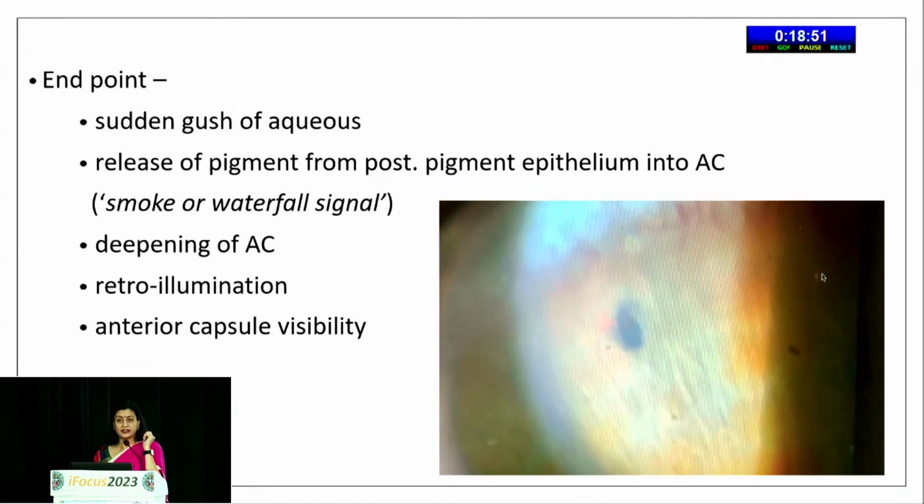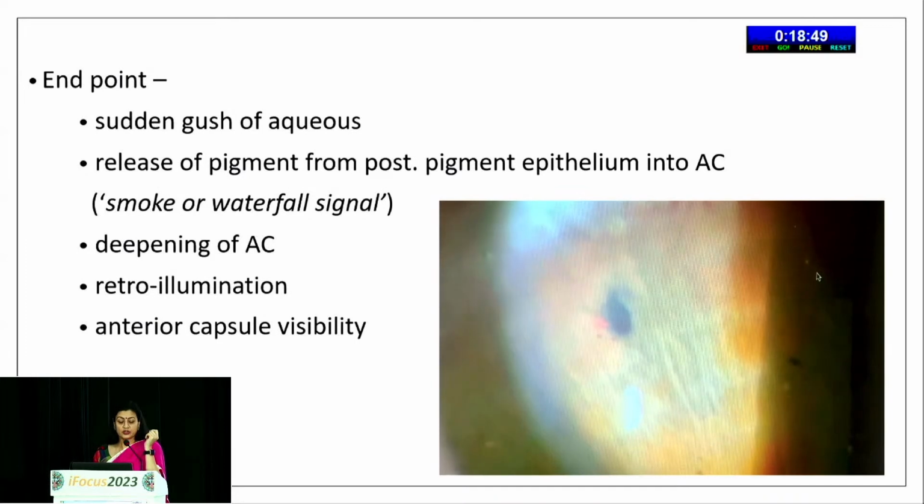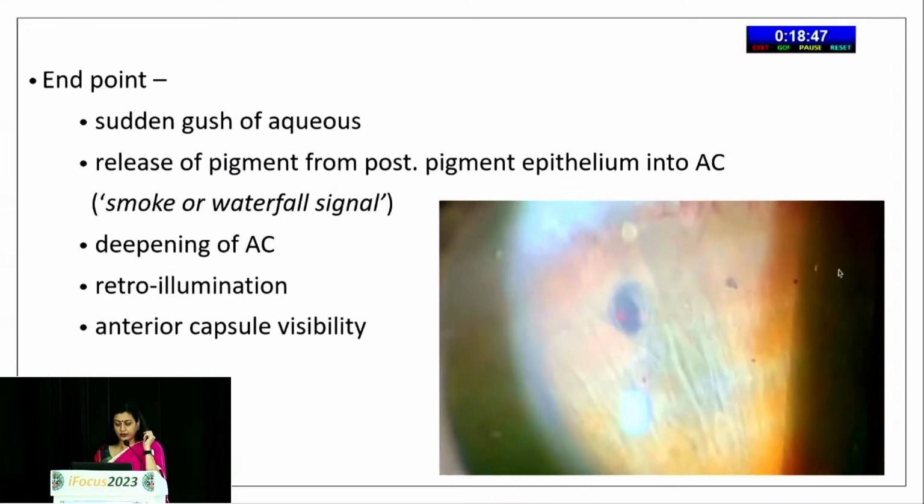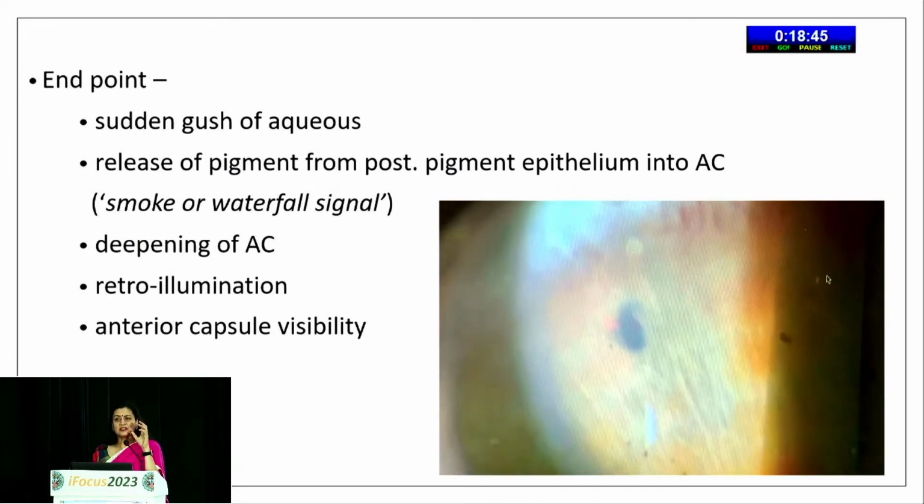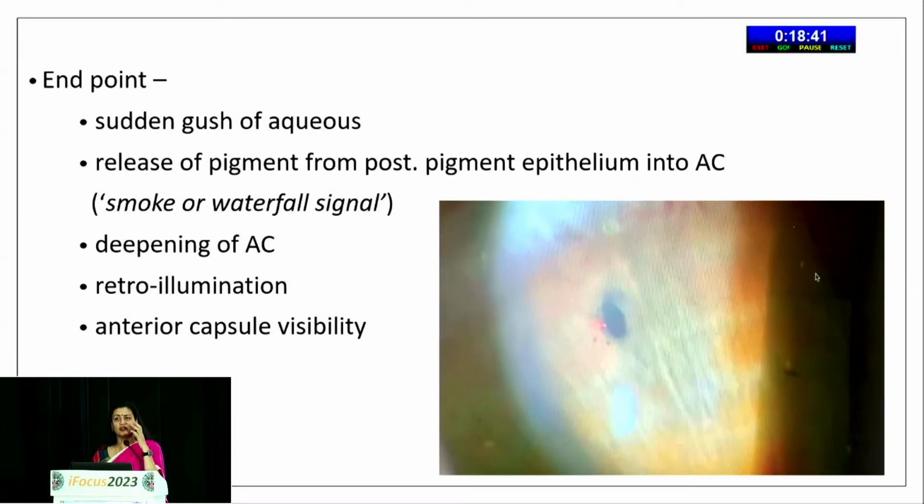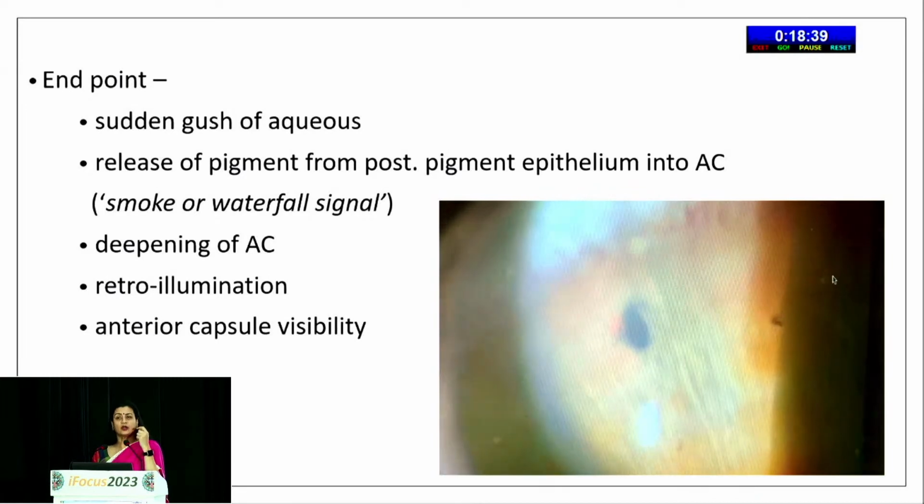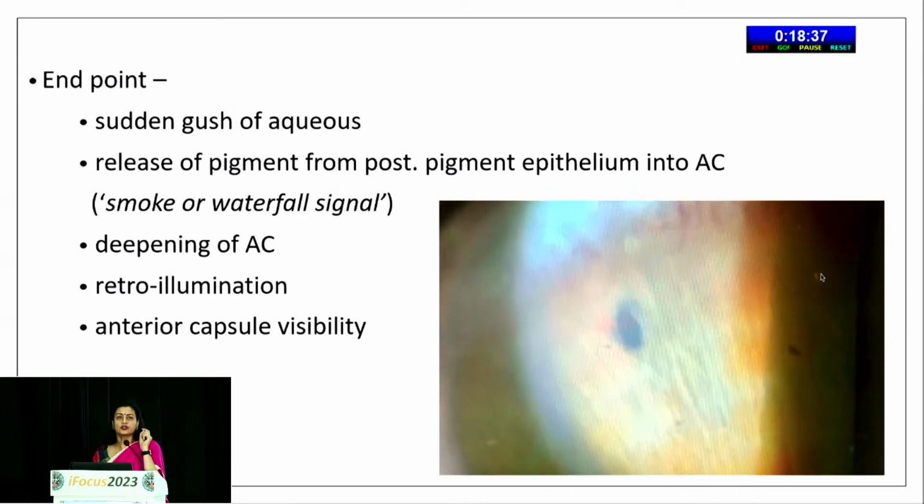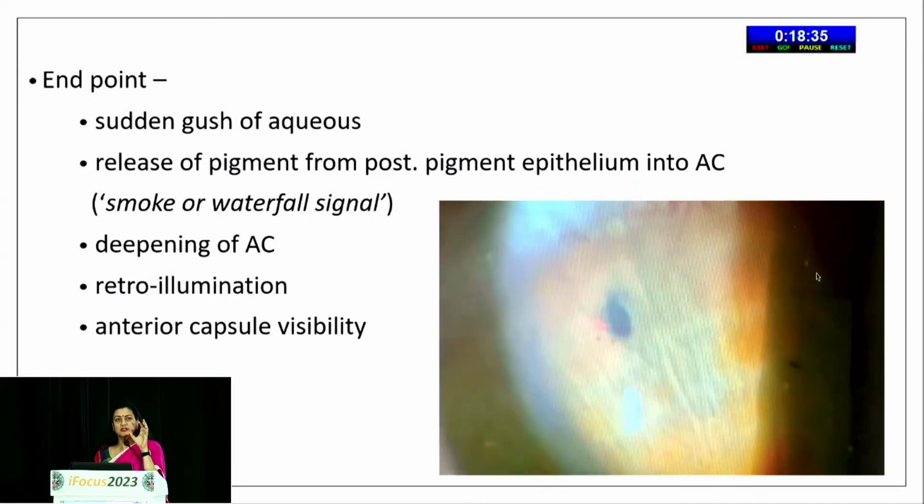What is the ideal size of the PI? It is usually 200 to 500 microns. And subjectively speaking, it should be just adequate that when the iris recoils, the effect of pilocarpine goes, and when you dilate the pupil, that iridotomy should not close. So that much size should be there.